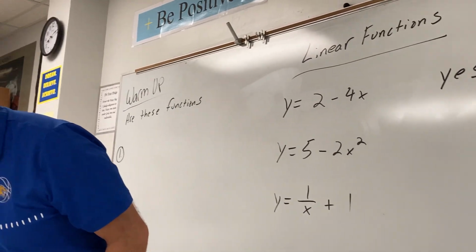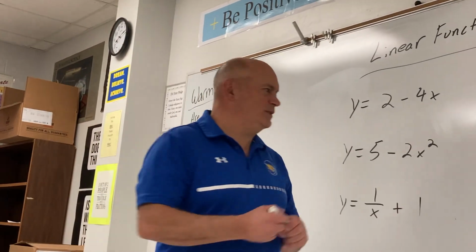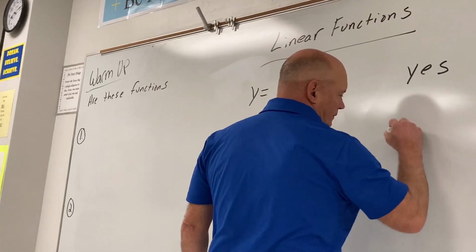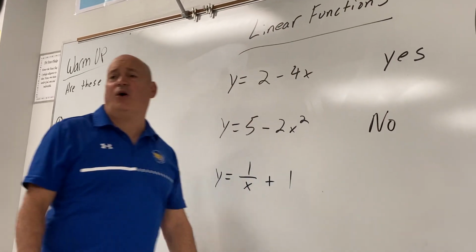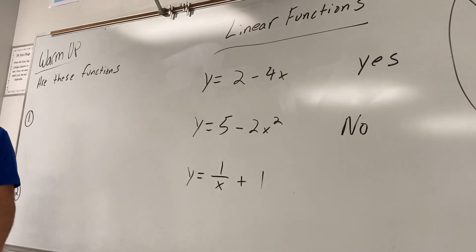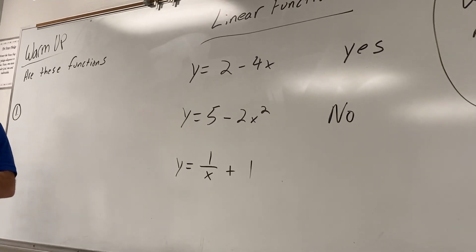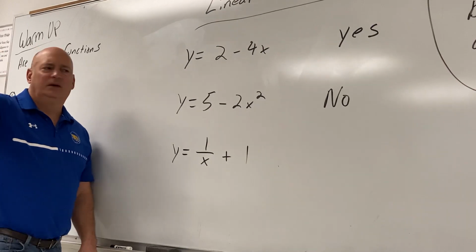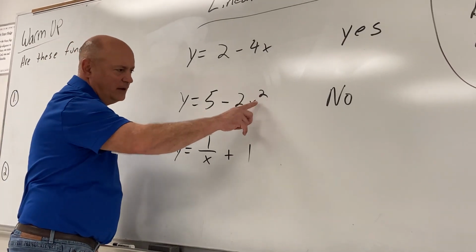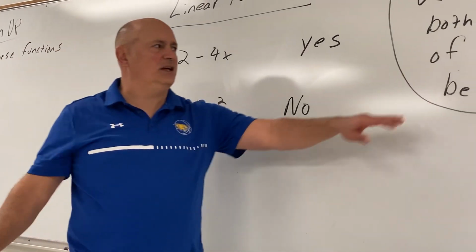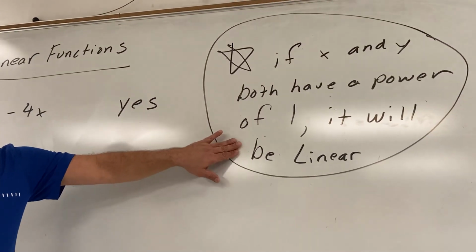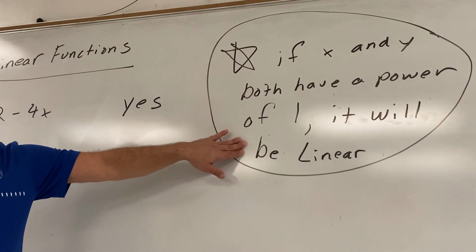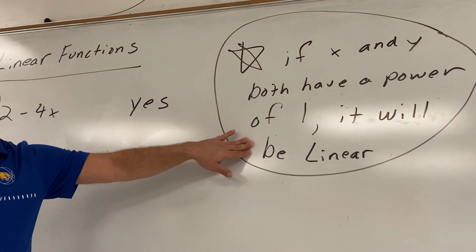Does that make a straight line? No. This one's not linear. This one's what we call quadratic. We're going to learn about quadratics next year in Algebra 1. You're going to spend quite a bit of time on them. But hold up, what power does x have? 2. And what does the rule say? It has to be the same. For it to be linear, x and y both have to have a power of 1.